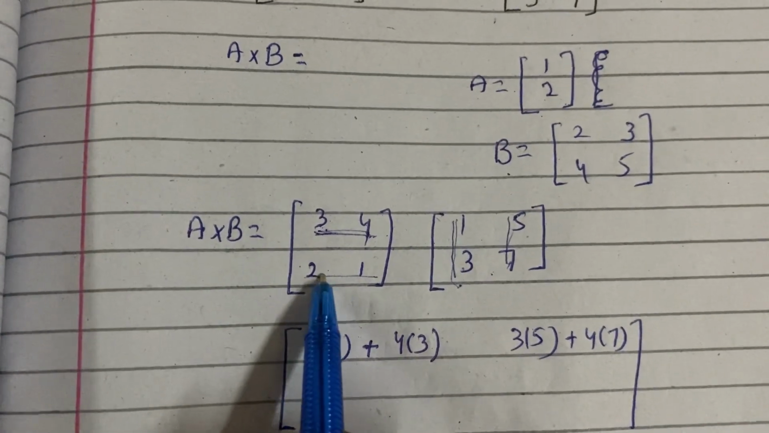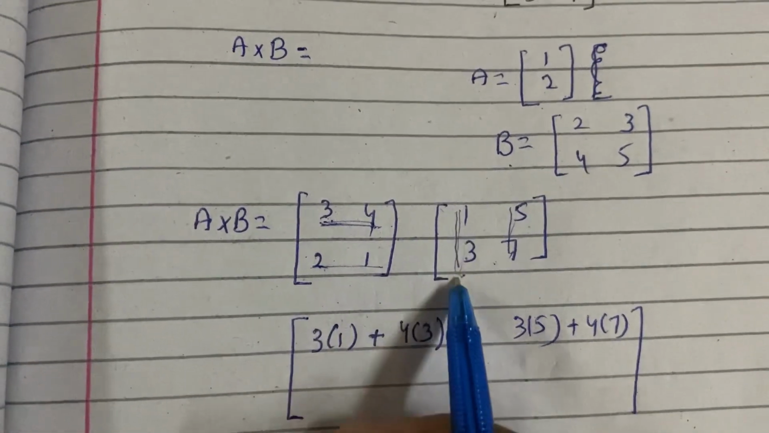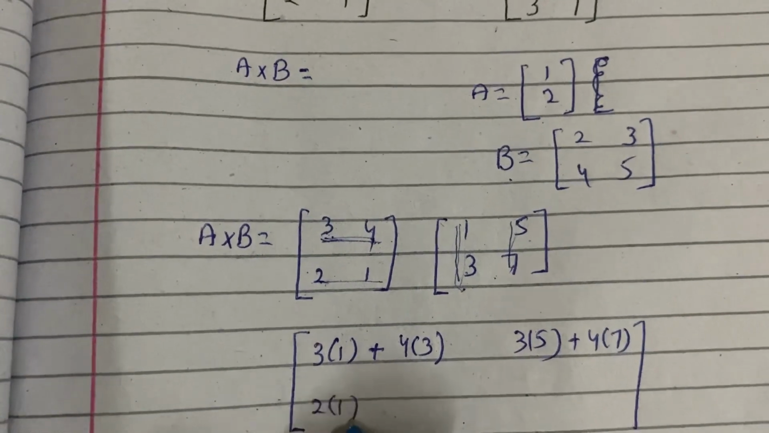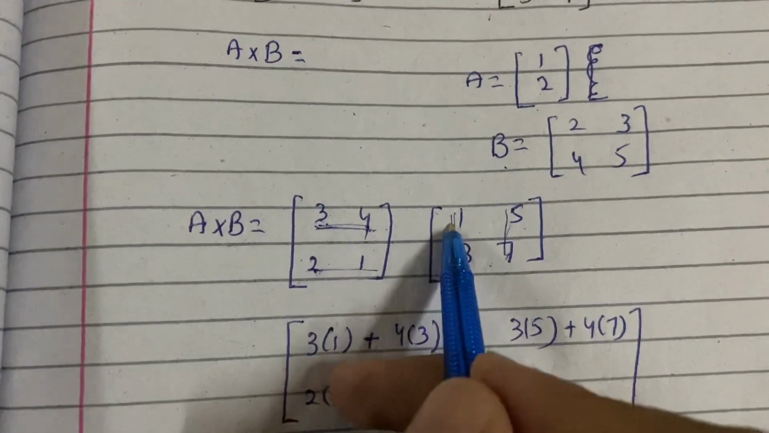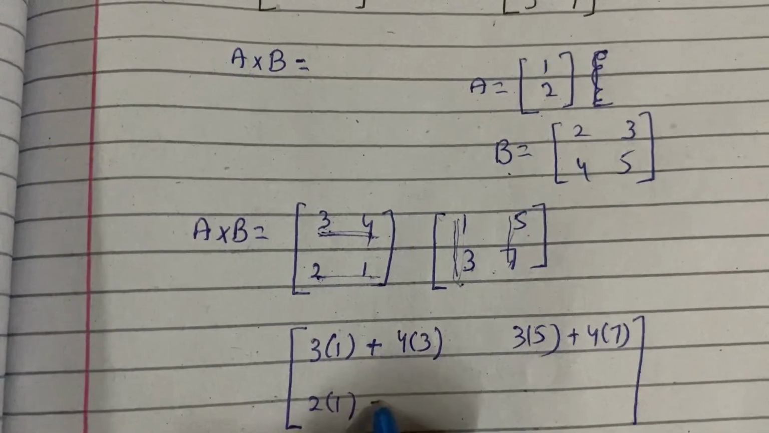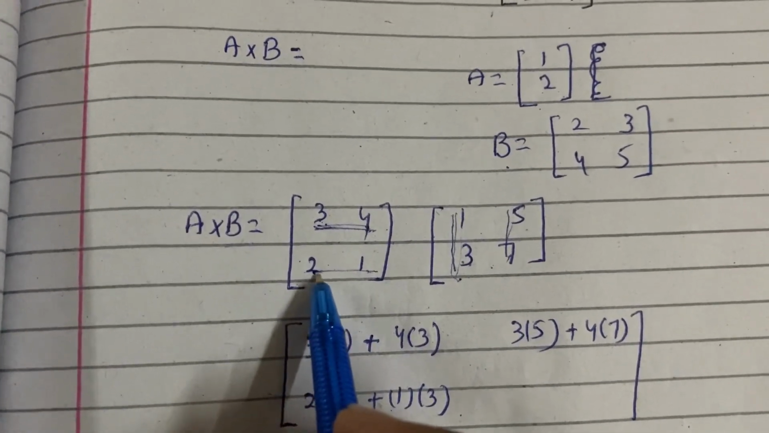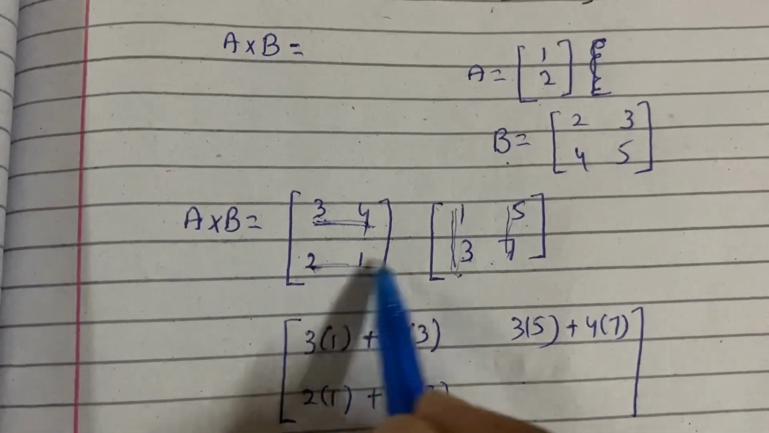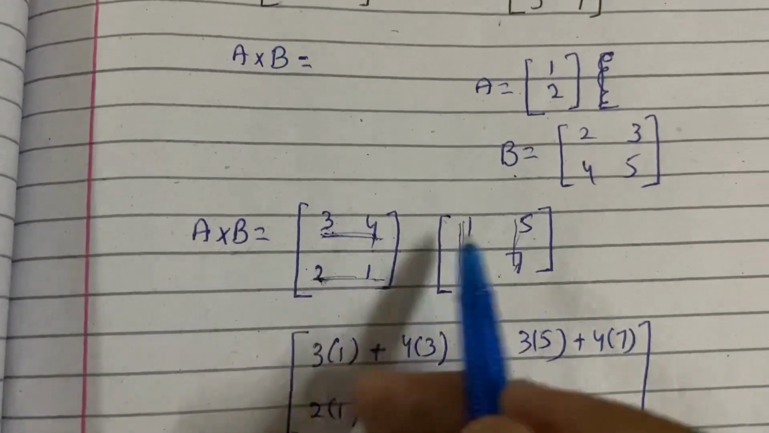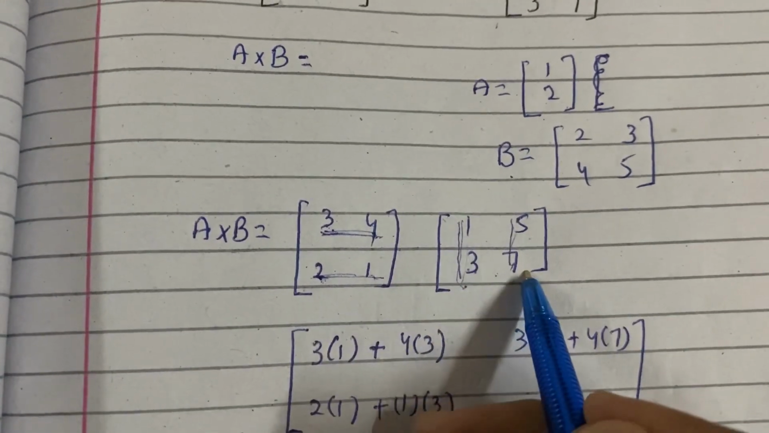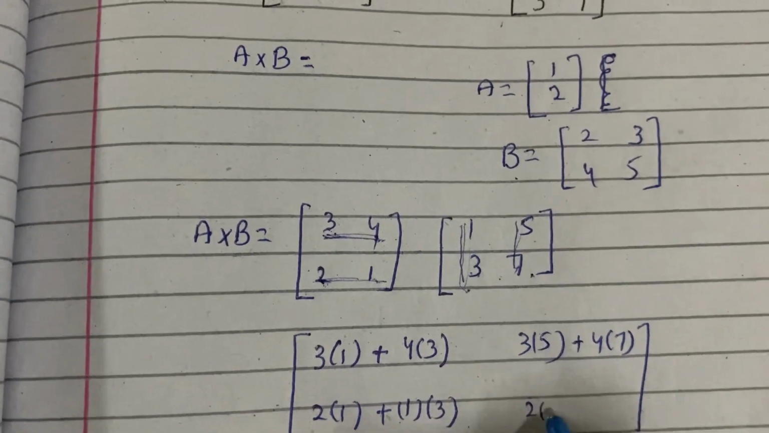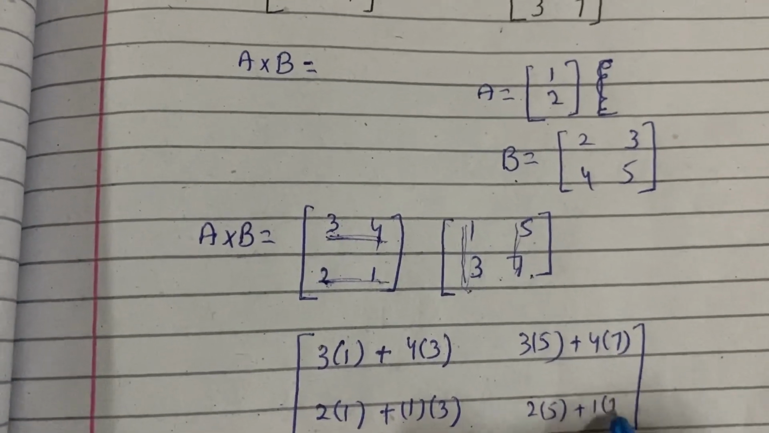And you have to multiply the second row with the first column. So 2 into 1, plus 1 into 3, and you have to add both of them. Now you have to multiply the second row with the second column. You have to multiply 2 with 5 and 1 with 7, and add them. So 2 into 5 plus 1 into 7.